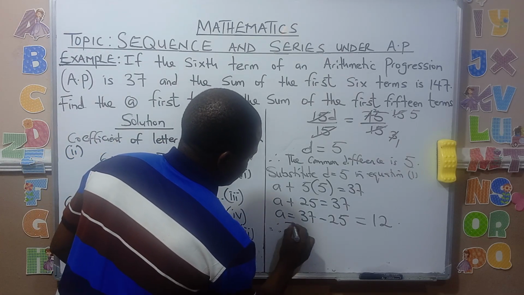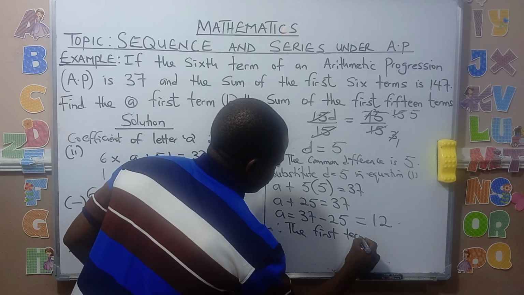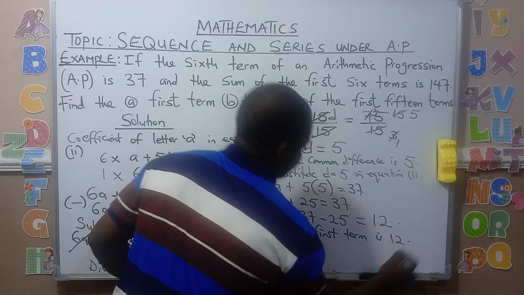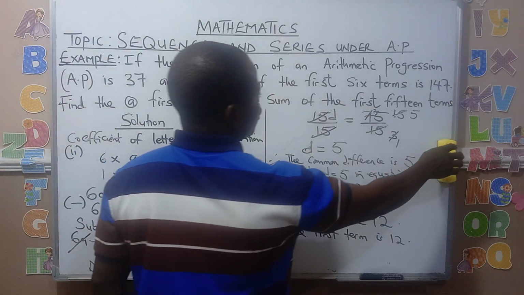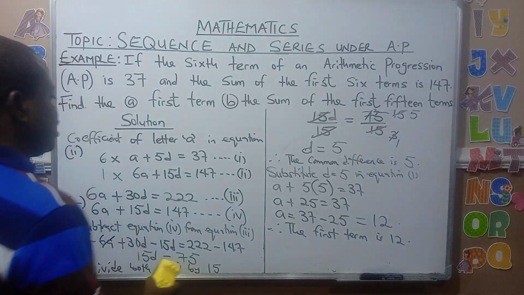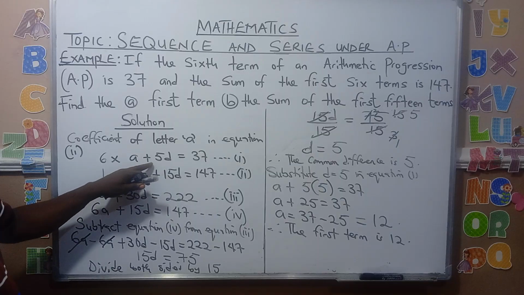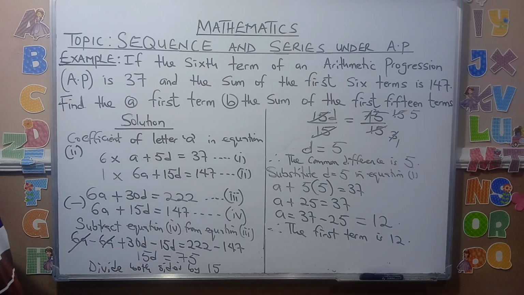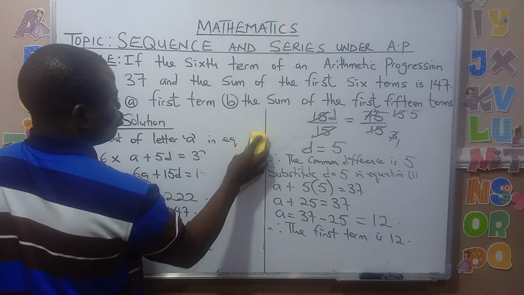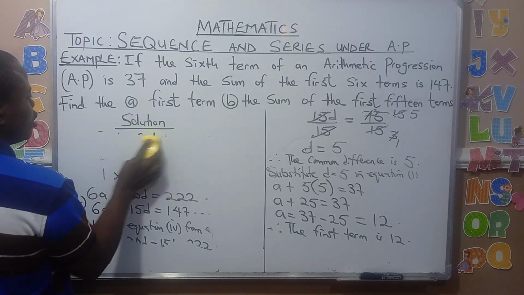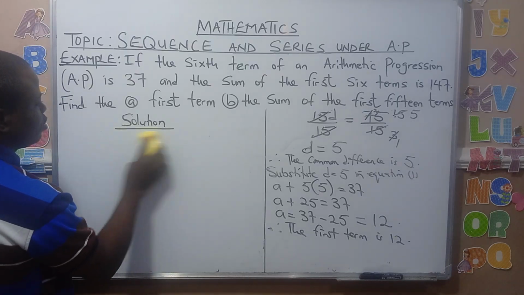Therefore, the first term is 12. Now the second part of the question, we have to look for the sum of the first 15 terms. You can use any of the equations to get your first term, but you always look at the one with small numbers so that you can easily get your answer.